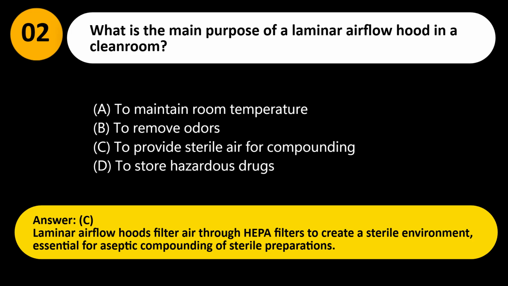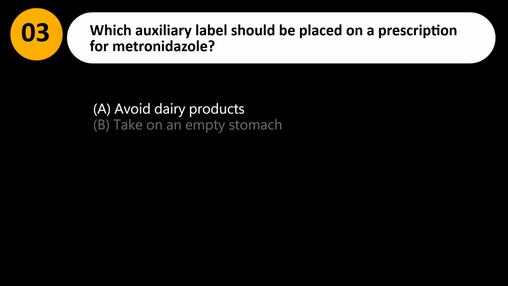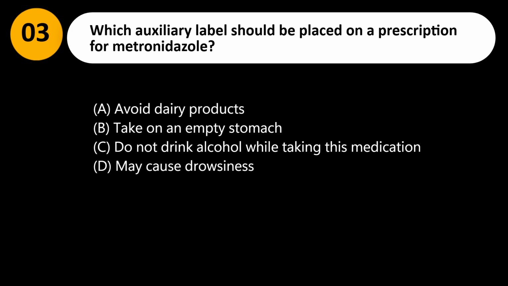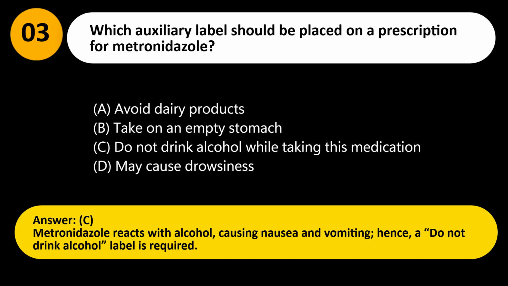Which auxiliary label should be placed on a prescription for metronidazole? A. Avoid dairy products. B. Take on an empty stomach. C. Do not drink alcohol while taking this medication. D. May cause drowsiness. Answer, C. Metronidazole reacts with alcohol, causing nausea and vomiting, hence, a do not drink alcohol label is required.